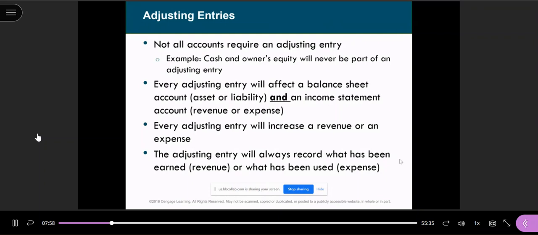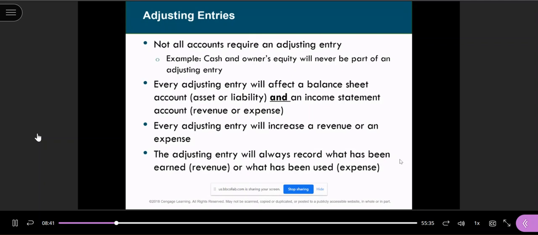This second bullet point is really important, and it's something to help you double check yourself when you're doing your adjusting entries, and that's that every single adjusting entry you're going to do is going to affect a balance sheet account, meaning an asset or a liability, and an income statement account, meaning a revenue or an expense. So every single adjusting entry has to affect one balance sheet account and one income statement account. And every adjusting entry is going to be increasing that revenue or that expense.